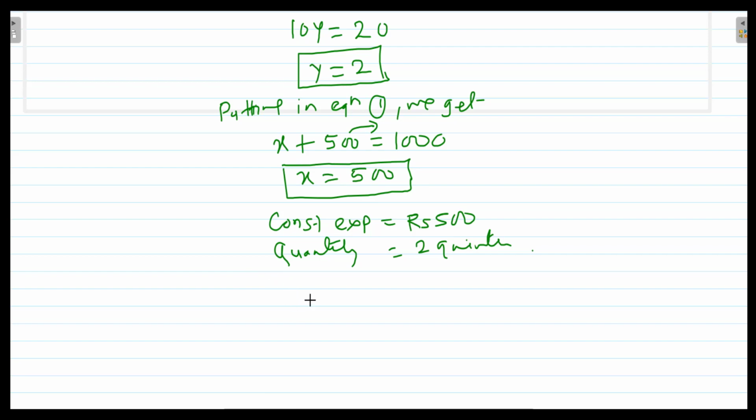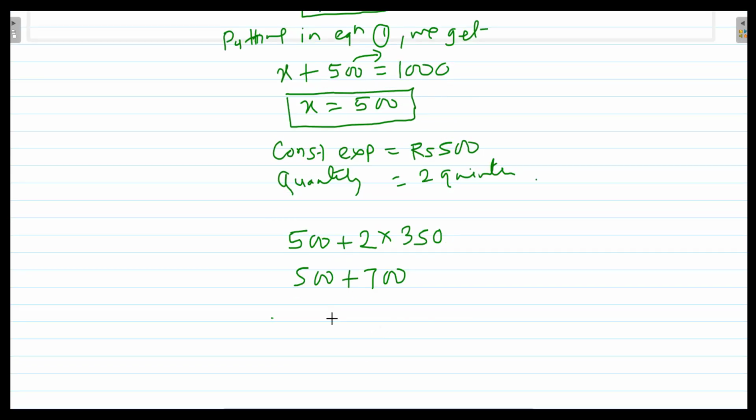Of course, the constant expenditure is what we have got as rupees 500. So total expenditure will be 500 plus 2 quintal wheat is the monthly requirement, and rate is 350, correct? So this will be 500 plus 350 into 2, that will be 700. So 500 plus 700 is equal to 1200. And therefore at the end you have to write the answer that the required expenditure is equal to rupees 1200.